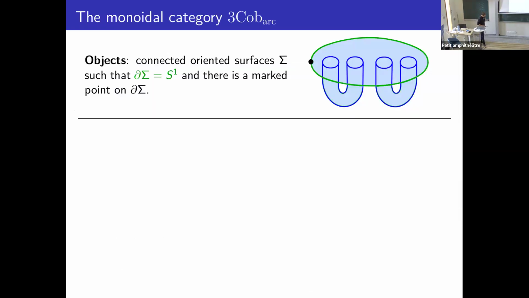Okay, so let me describe the categories. I call it three-cob arc. You will understand why there is arc shortly. For the objects, we consider connected oriented surfaces with one boundary component, a circle boundary component, and on the boundary you have one marked point, which is represented by this big black dot here.